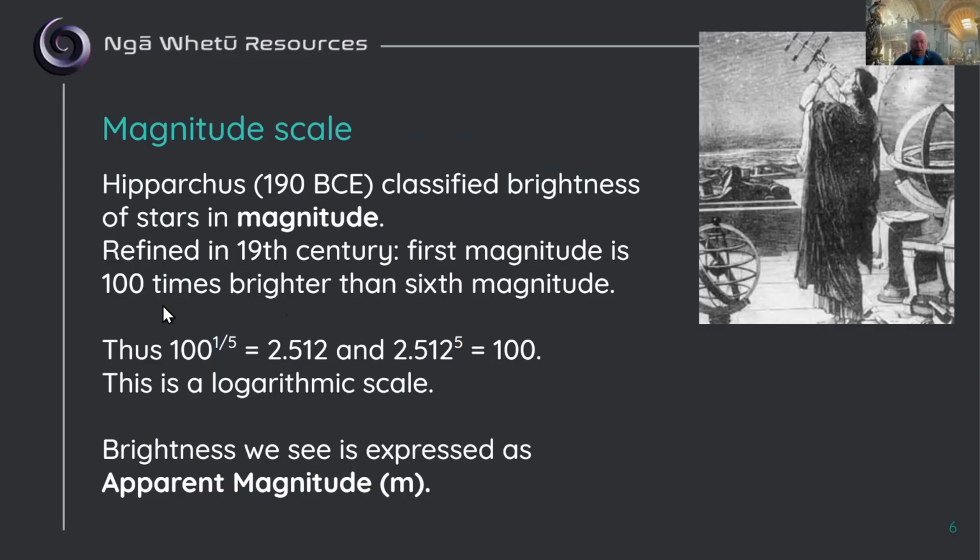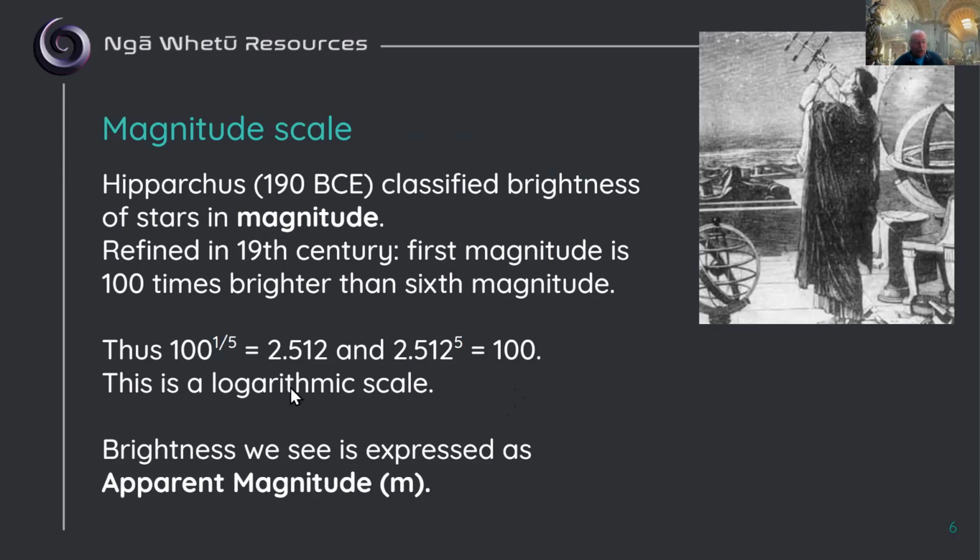The first magnitude is 100 times brighter than the 6th magnitude. That means over 5 intervals of magnitude on the magnitude scale, you will have a factor of brightness from 1 to 100. Anywhere on the magnitude scale, over 5 intervals, you have that factor of 100. Mathematically, that means that each interval is 100 to the power 1/5. You can calculate it on your scientific calculator, that's 2.512. In other words, if you multiply 2.512 five times with itself, so you take the power 5 of 2.512, then you get 100. You can verify this yourself.